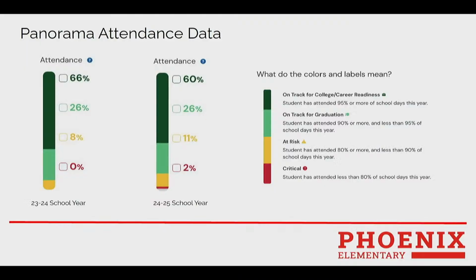As you can see in the past couple years, our green data, or on track, is significantly high. Then as you go down to the yellow, that's at risk, so probably like tier 2 where we're intervening with myself or some of our other supports within our school. And then the red is critical. As you can see, the red and the yellow are pretty small numbers, so something that we're pretty proud of as a school.